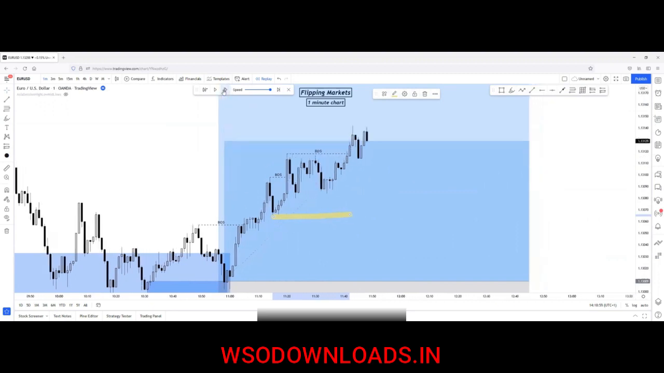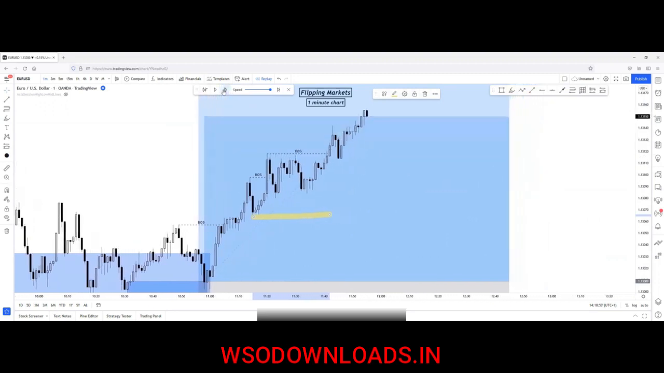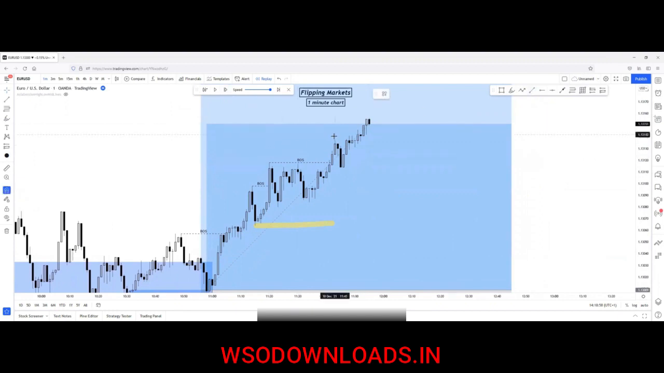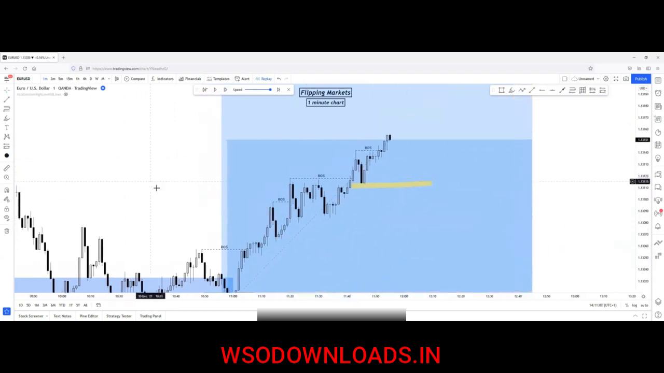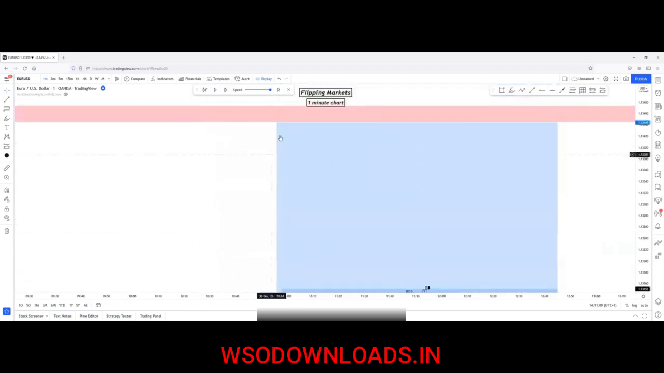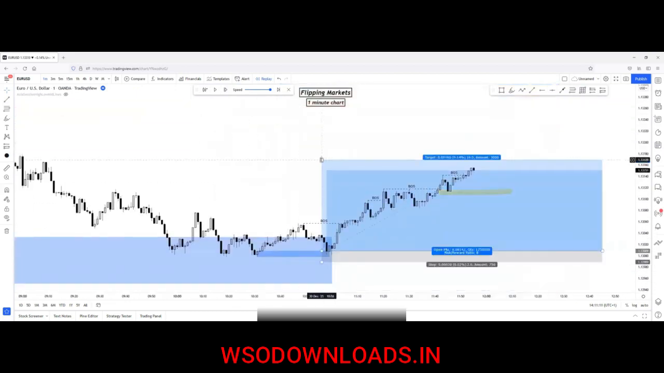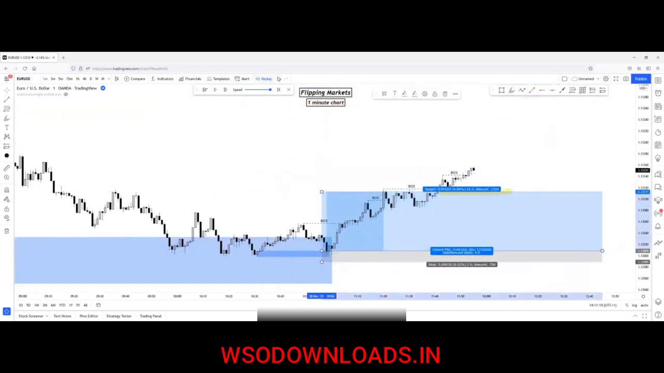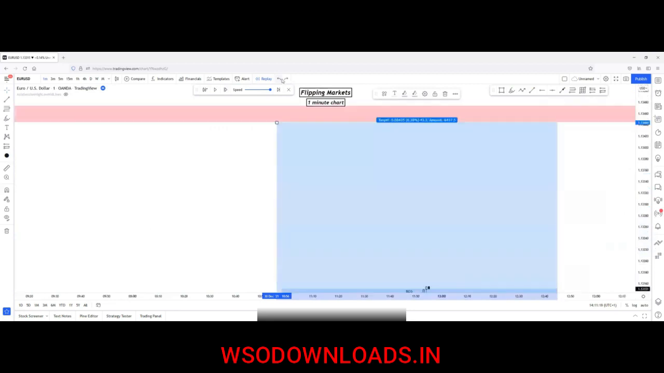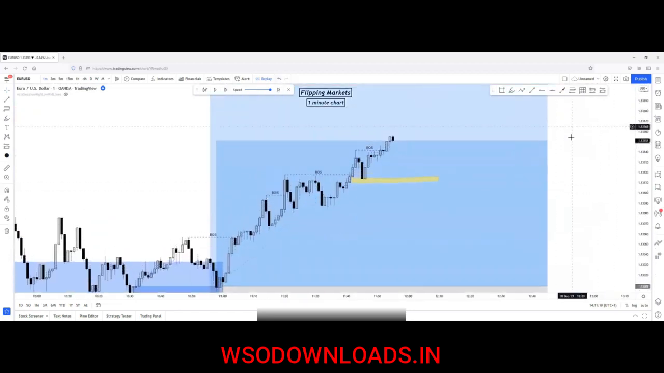As you can see, pullback happens. And break of structure to the upside again here. And in this case, I will just place my stop loss below this low or this low. So in this case, we will have maybe 5% locked in. Yes, 5% profit locked in already. So let's see what happens next.